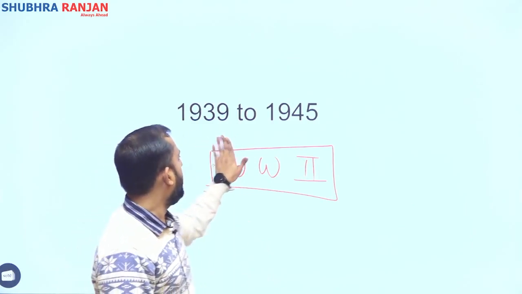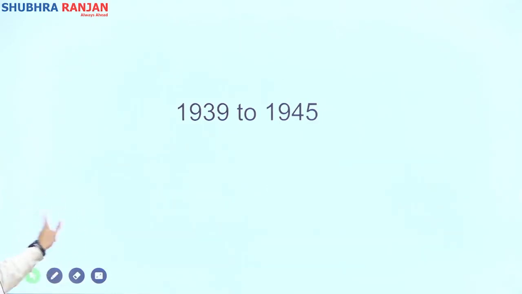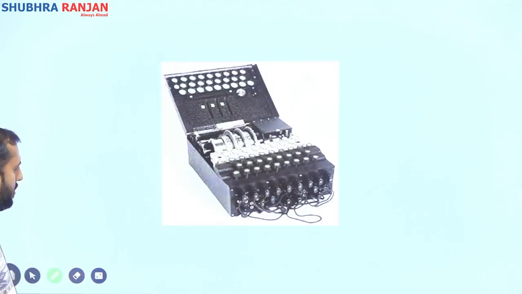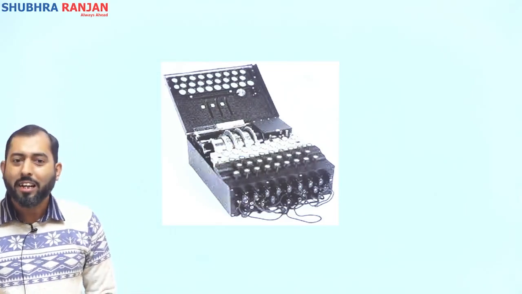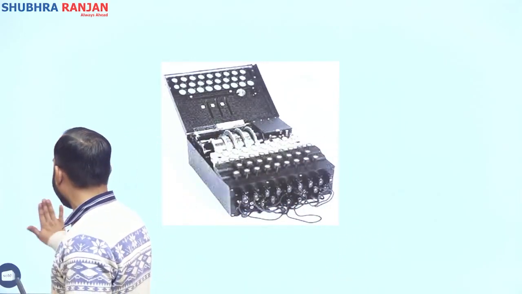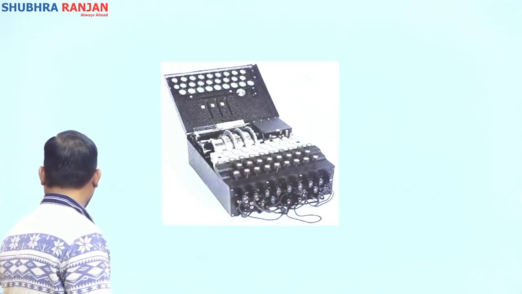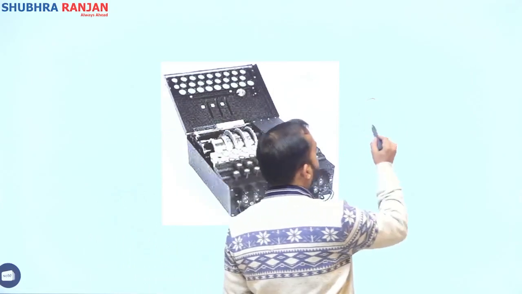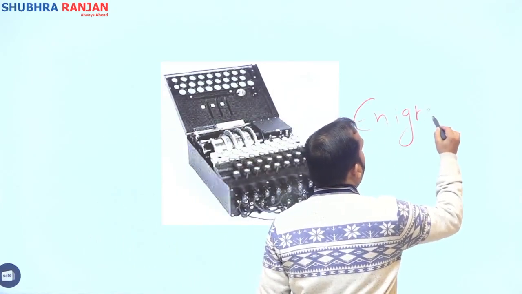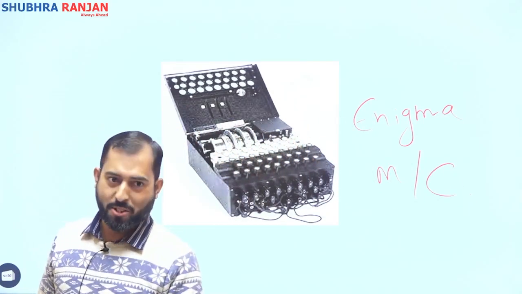Now, anybody in the class who knows what this device is? Yeah, it's a kind of typewriter, right? Nice. But this was the device that was used extensively by the Axis, especially by the Nazi armies. The name of this device is Enigma machines. Used extensively by the Nazis, right?